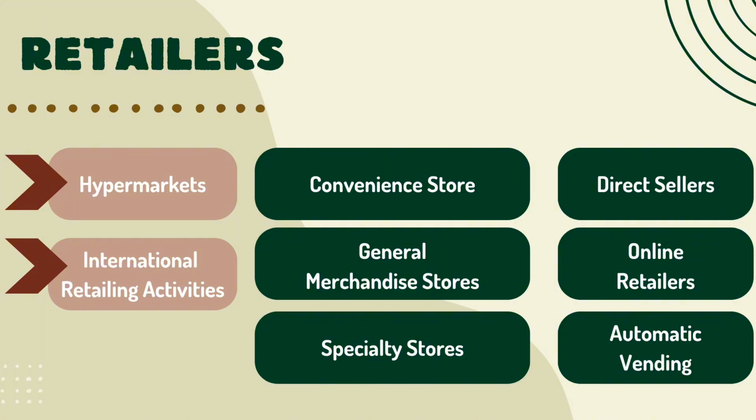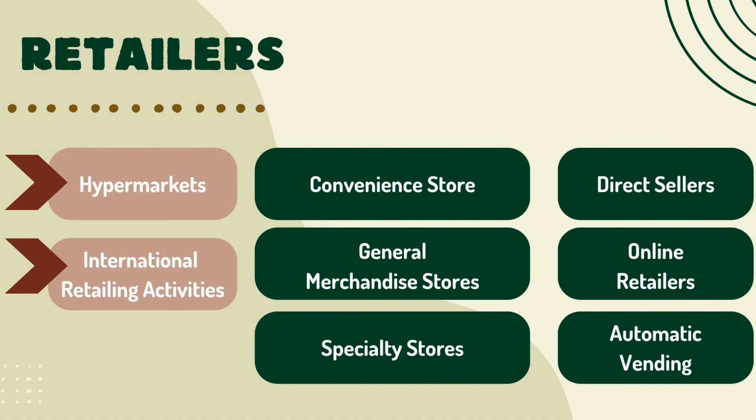Second is the general merchandise stores. They sell a larger variety of product types. Examples of this are supermarkets, department stores, discount stores. Third is the specialty stores. These stores sell shoes, furniture, clothing, sporting goods, computer software, and baked goods that are commonly sold in stores that are specialized in a limited product line.